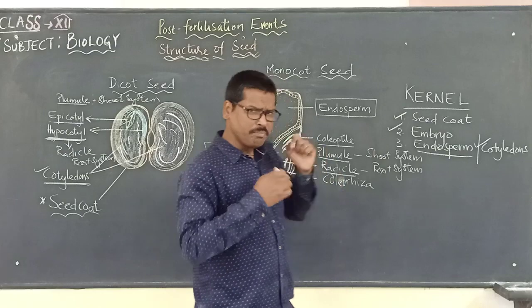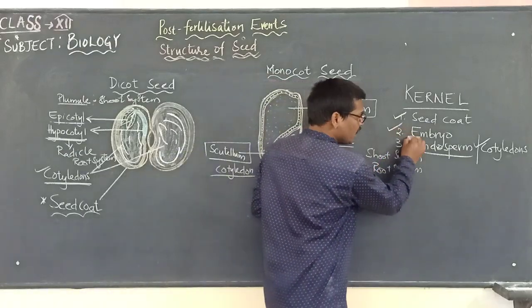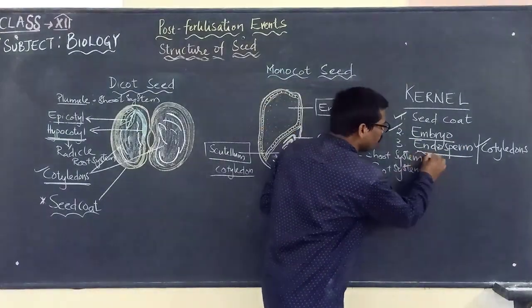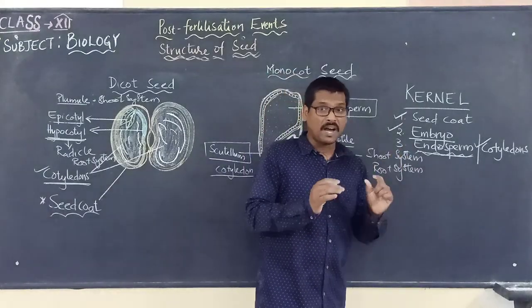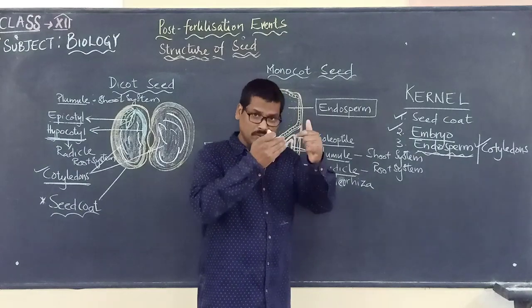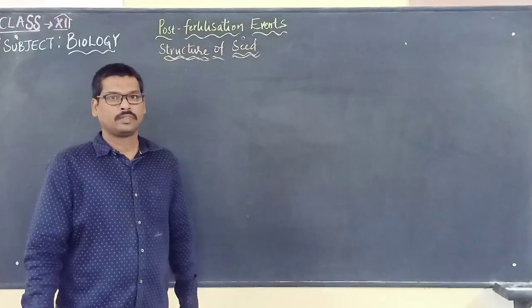The main thing we have to look at here is that we studied about the embryo. Now we will see what the endosperm is. This part of the chapter regarding the endosperm is very, very important, so we will go through it very carefully now.